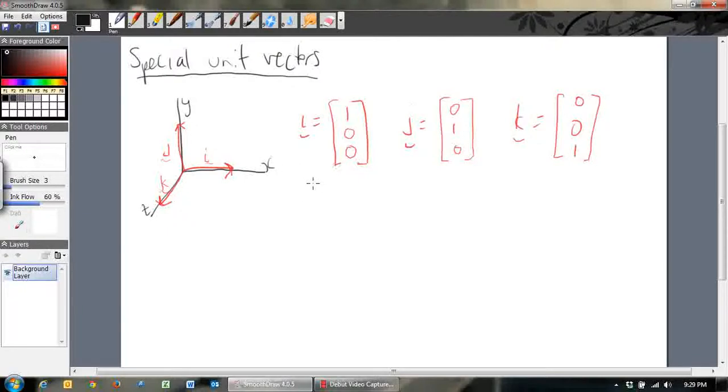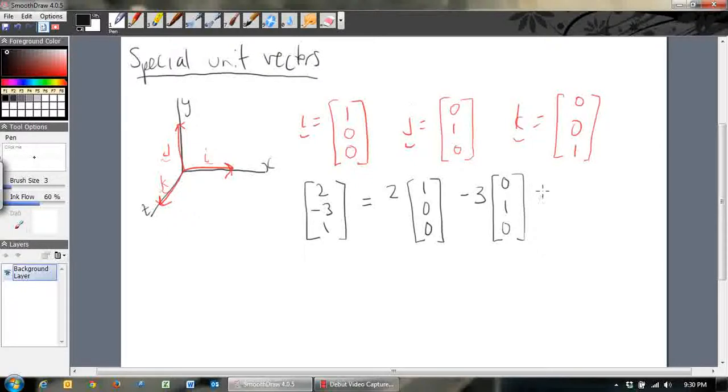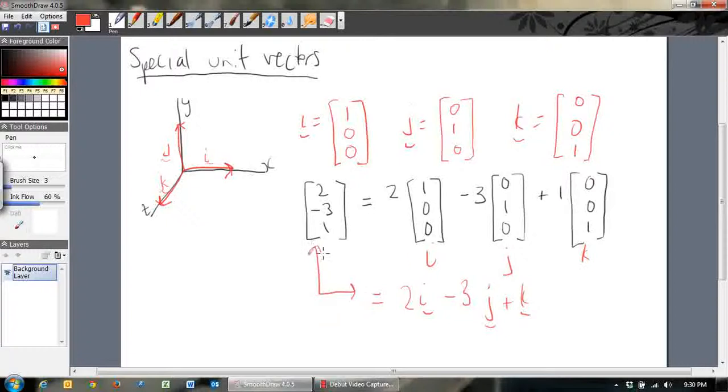If you have some vector, say 2, -3, 1, what we can do is rewrite this as 2 lots of 1, 0, 0, that's the i, minus 3 lots of the j column vector, plus 1 lot of the k vector, 0, 0, 1. If you know your matrices, you'll know that this is equal to that. We've just broken it up. Remember, that's i, that's j, and that's k. So that can just be written as 2i minus 3j plus k. These two are equivalent, two different ways of writing it.